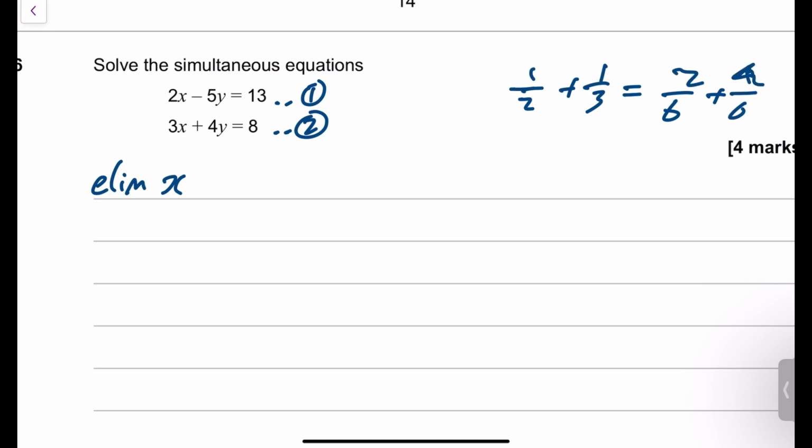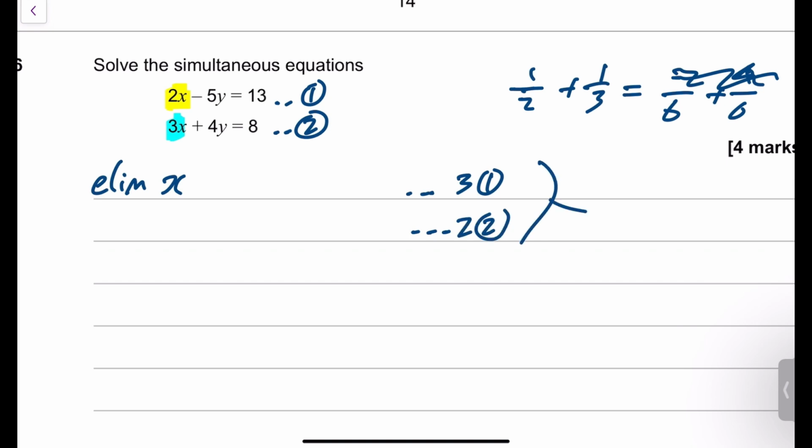Whatever way that's going to be, who cares? But that's whatever way you're going to do that. So what we need to do is multiply this first equation. You want to get this to be 6x. So I need to multiply my first equation by 3. And my second equation, I need this to become 6x, so it needs to be multiplied by 2.